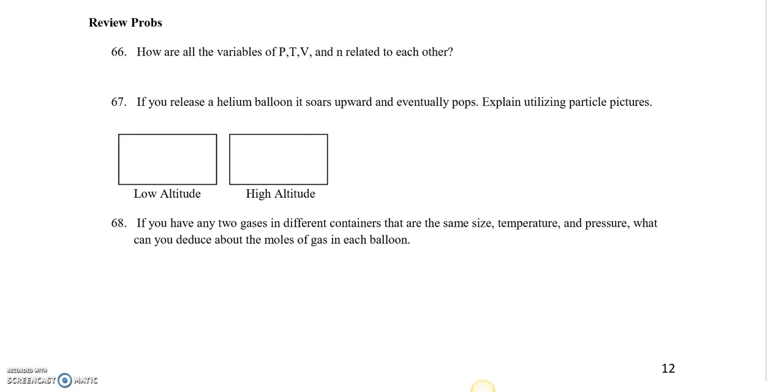Thought we could go through some answers here to review problems out of your homework packet, starting with number 66. It says, how are all the variables of pressure, temperature, volume, and moles related to each other? So pressure and volume are inversely related. Volume and temperature are directly related. Pressure and temperature are directly related. And volume and moles are directly related. So of these four variables, the only inverse relationship would be pressure and volume.